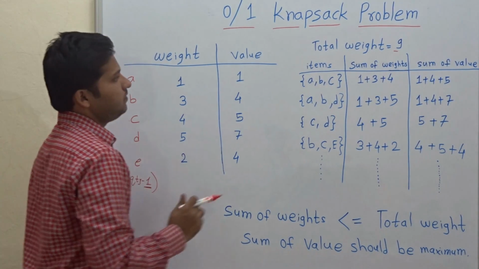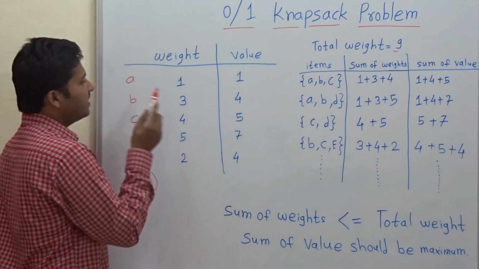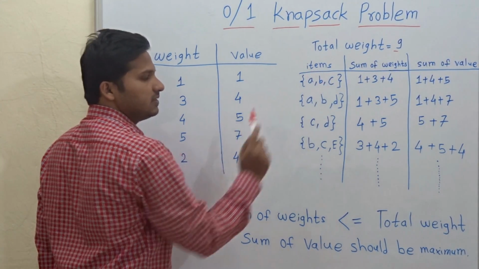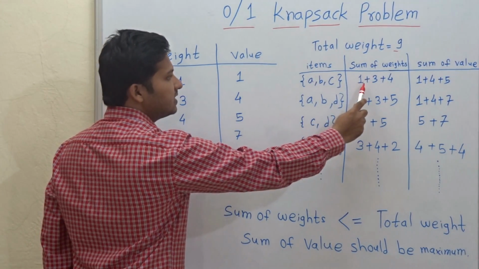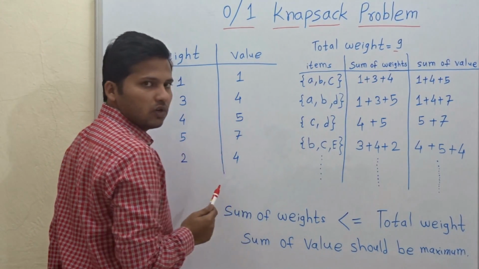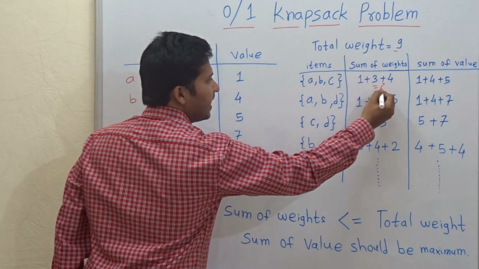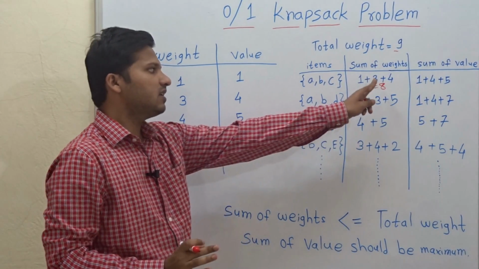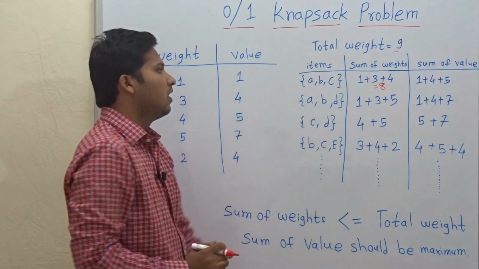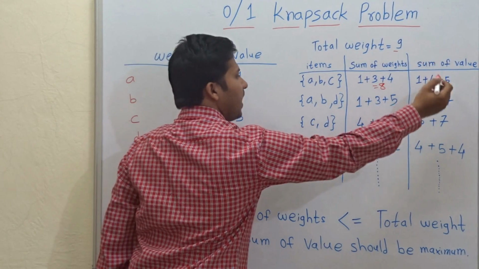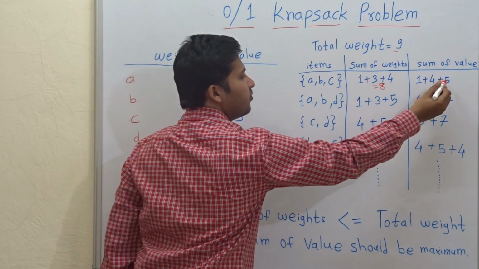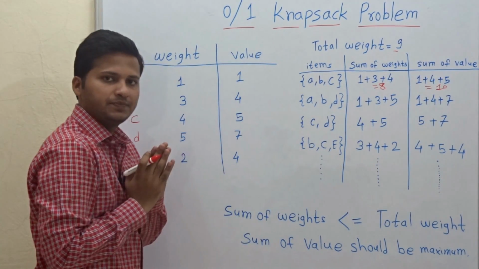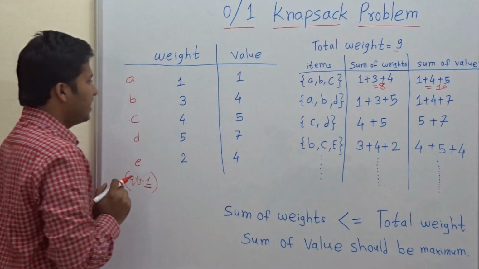Let's see. Now suppose I select items A, B, C. So the set is A, B, C. Then the sum of weights is 1 plus 3 plus 4. Means the sum of weights is 8. 8 is less than 9, which means this set is allowed. Now sum of values is 1 plus 4 is 5 plus 5 is 10. So the sum of values is 10. Okay, let's go for next selection.